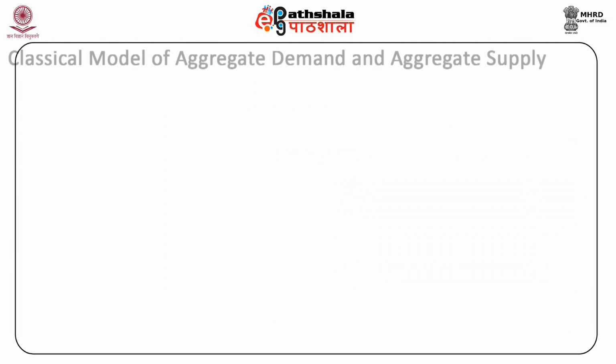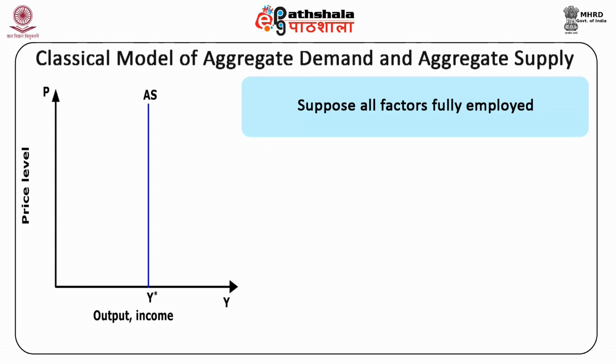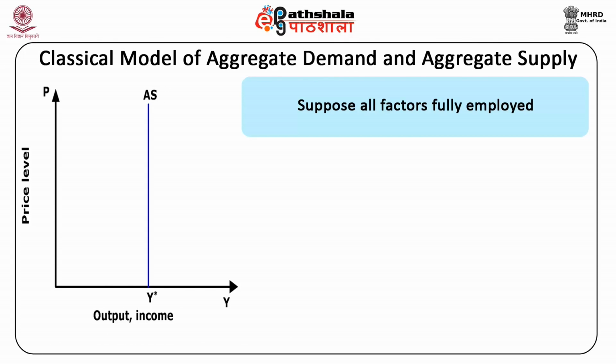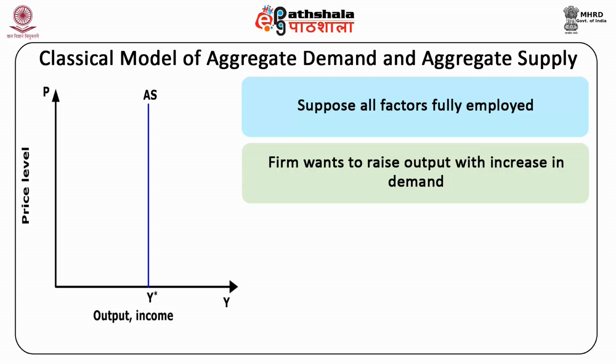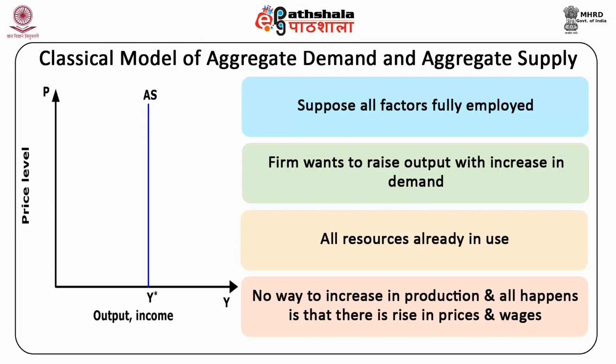This can be understood as follows. Suppose we have an economy where all factors are fully employed. Now, a firm wants to raise output in response to an increase in demand. Had there been some unutilized resources, it could have employed them. However, as all resources are already in use, there is no way to increase production, and all that happens is that there is a rise in prices and hence wages.